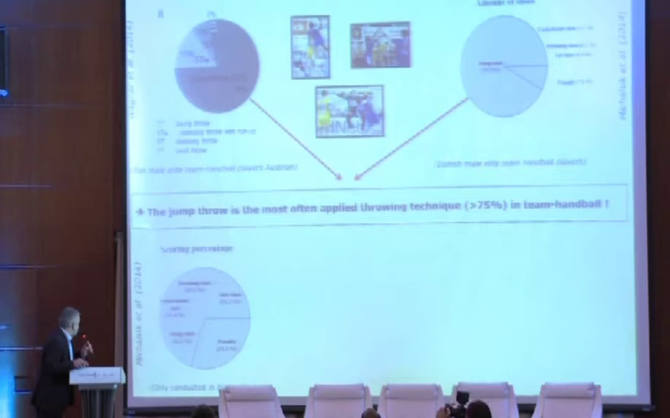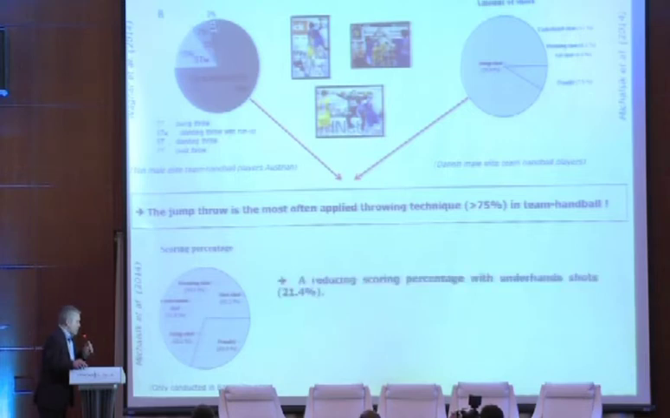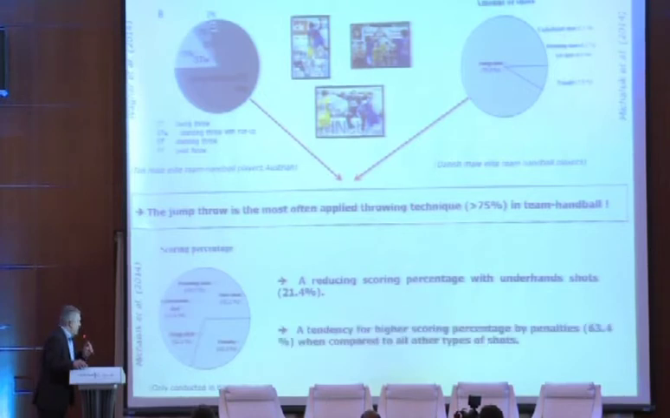Michalczyk et al. have also analyzed in their study the relationships between the scoring percentage and the different throwing techniques used by the handball player. And the main results of this study show a reduced scoring percentage with underhand shot and a tendency for higher scoring percentage by penalty when compared to all other types of shot.